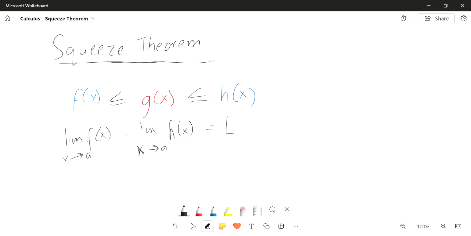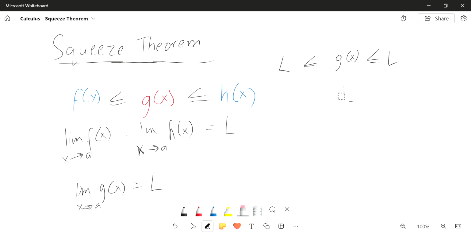So if both of these are equal, and they're both equal to the same value, then this means that the limit of g of x as x approaches a is also equal to L, because it is in between both of these. And if you have something like this, then there is only one possible value for g of x, which is just L.